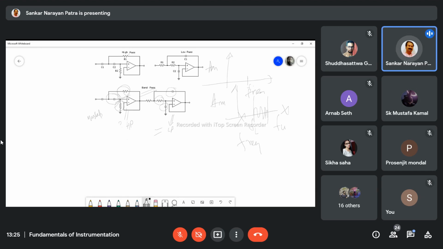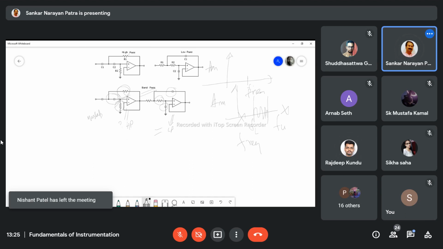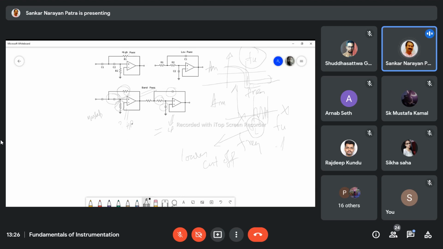Now, let me know first one. My question is that in low pass filter, there was a standard frequency which we have to mention. What is that? FL or FU? No, this is FU, upper cutoff frequency. That means the frequency we allow within that range. This is called upper cutoff frequency, FU. This is called lower cutoff frequency.